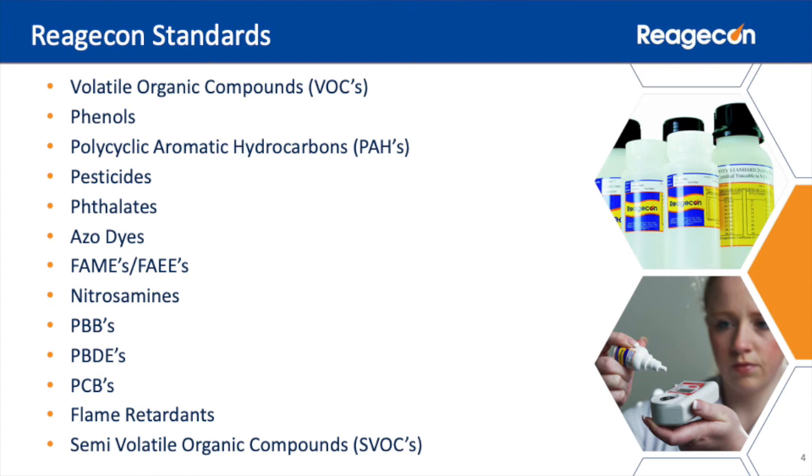These include very commonly used standards such as volatile organic compound standards, phenol standards, polycyclic aromatic hydrocarbon standards, and pesticide standards. The range also includes less widely used but equally important products such as phthalate standards, azo dye metabolite standards, fatty acid methyl ester and fatty acid ethyl ester standards, nitrosamine standards, polybrominated biphenyl standards, polybrominated diphenyl ether standards, and other flame retardant standards, polychlorinated biphenyl standards, phthalate standards, and semi-volatile organic compound standards.